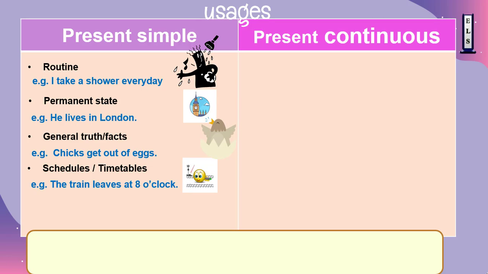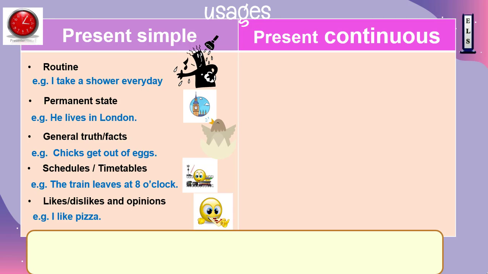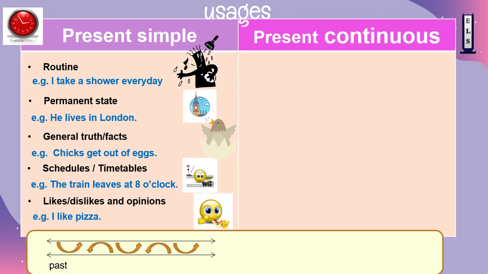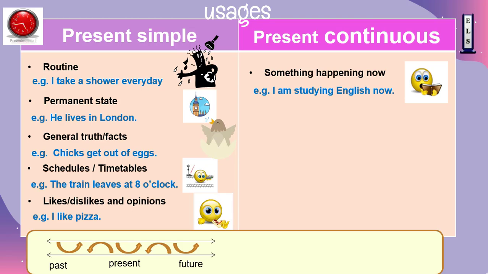There is also another usage for the present simple, which is likes, dislikes and opinions. For example, I like pizza. Now, let's see when do I use the present continuous? First, we use the present continuous when we talk about something that is happening now. For example, I am studying English now.